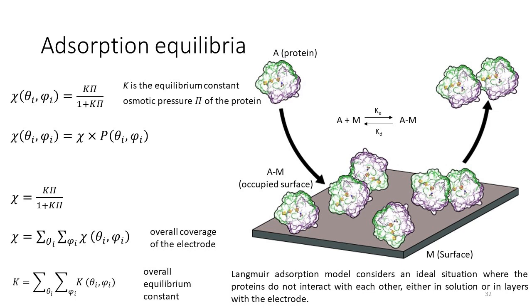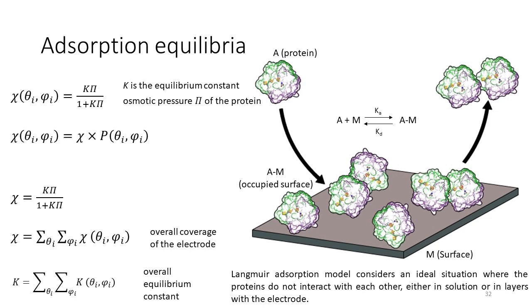And the interesting thing is that once I can calculate the coverage of the electrode for one orientation, with the same idea I can calculate the coverage of the electrode for all the orientations. So in that way, I can calculate the overall coverage for all the electrode, considering all the possible orientations for a determined combination of experimental variables. The idea is to obtain the overall equilibrium constant for the adsorption of the protein on the surface of the electrode.